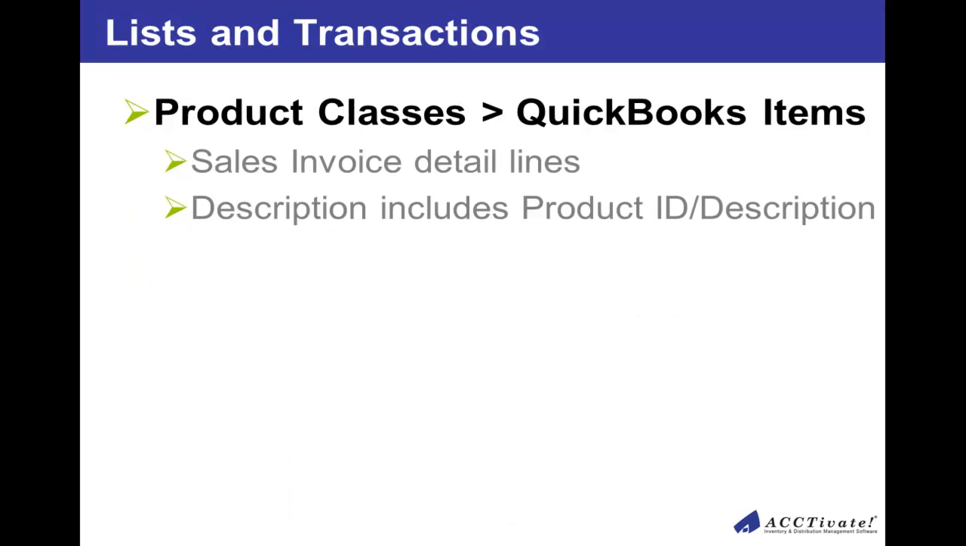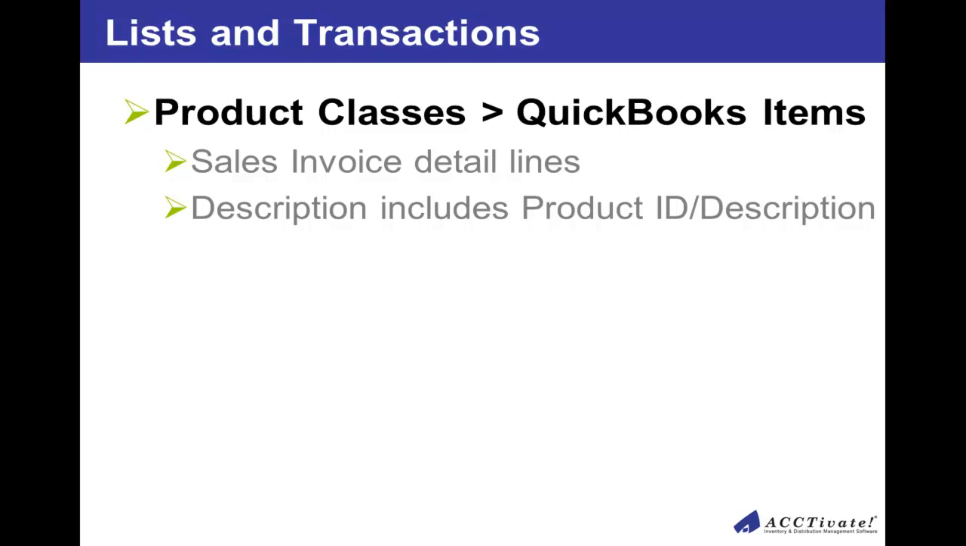Okay, now I'm going to get into more of the guts of synchronization, and we'll go through this in the demo, so we'll cover this pretty quickly. But just want to point out, this is something you'll see on the screen a lot, but you can get really creative with the way ACCTivate creates QuickBooks items for sales invoices. Just be aware that we use the product class ID as the QuickBooks item. And there's a reason we do that: QuickBooks doesn't perform very well with large lists. So if you had 500,000 products or maybe even 1 million products in ACCTivate, we wouldn't want to create 1 million items in your QuickBooks list.